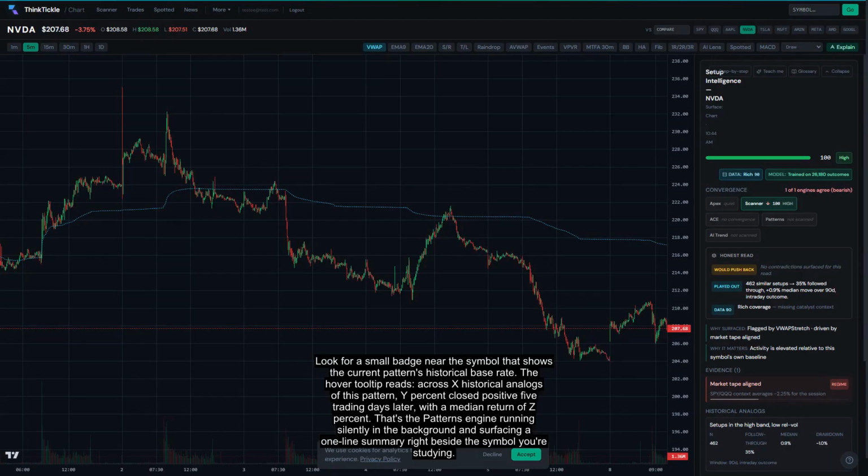Look for a small badge near the symbol that shows the current pattern's historical base rate. The hover tooltip reads, across X historical analogs of this pattern, Y% closed positive 5 trading days later, with a median return of Z%. That's the pattern engine running silently in the background and surfacing a one-line summary right beside the symbol you're studying.